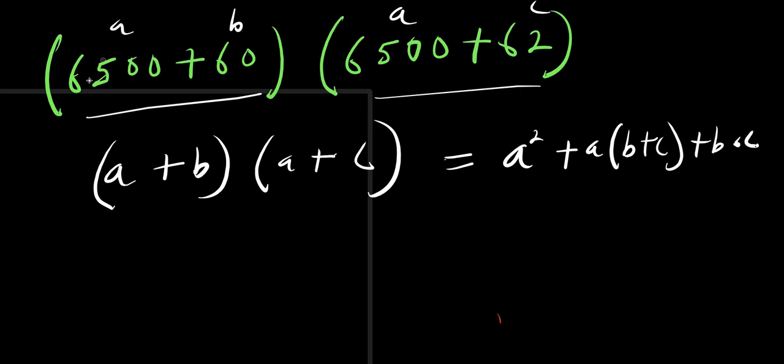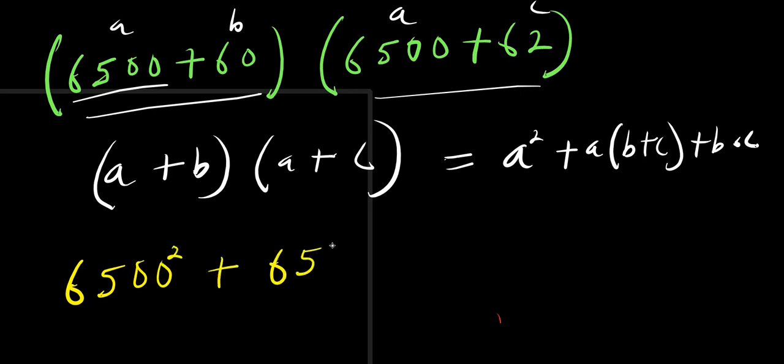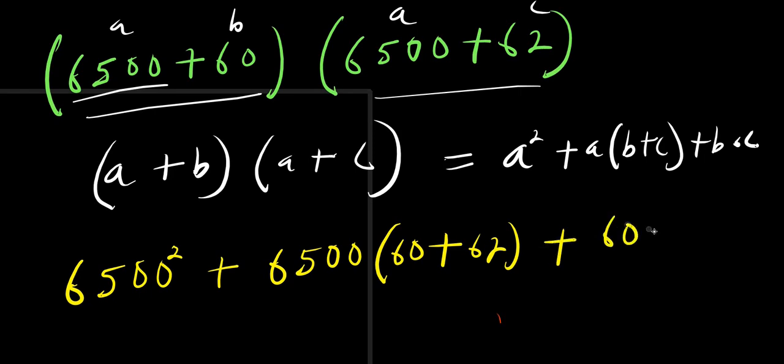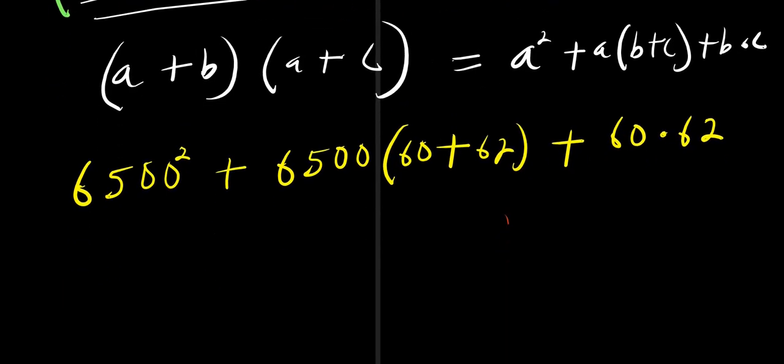That means our a is 6,500. I will have 6,500 squared plus 6,500 times b plus c, 60 plus 62, plus 60 times 62. So from here, we need to find the value of 6,500 squared, right?